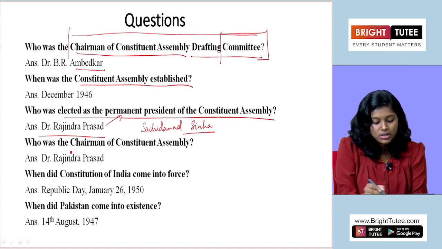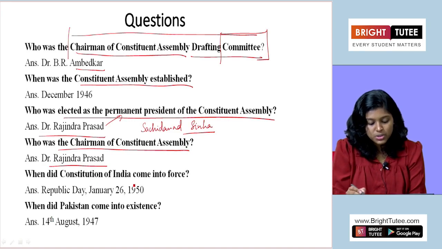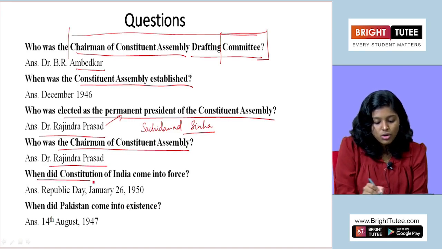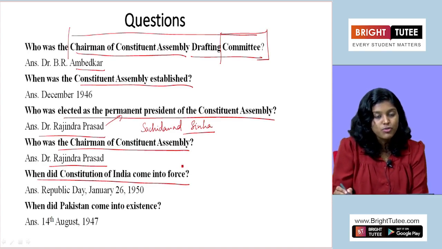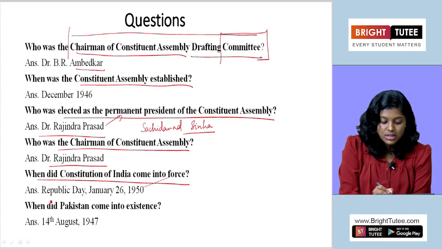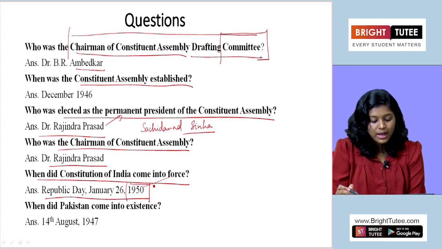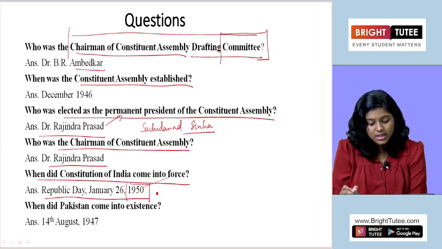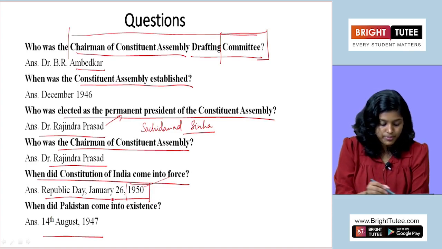And the same question in a different form, who was the chairman of the Constituent Assembly, and it was Dr. Rajendra Prasad. And when did the Constitution of India come into force? This is the most significant day for any Indian, and it is Republic Day, January 26, 1950. And another question is, when did Pakistan come into existence? And it was 14th August 1947, a day before India attained independence.